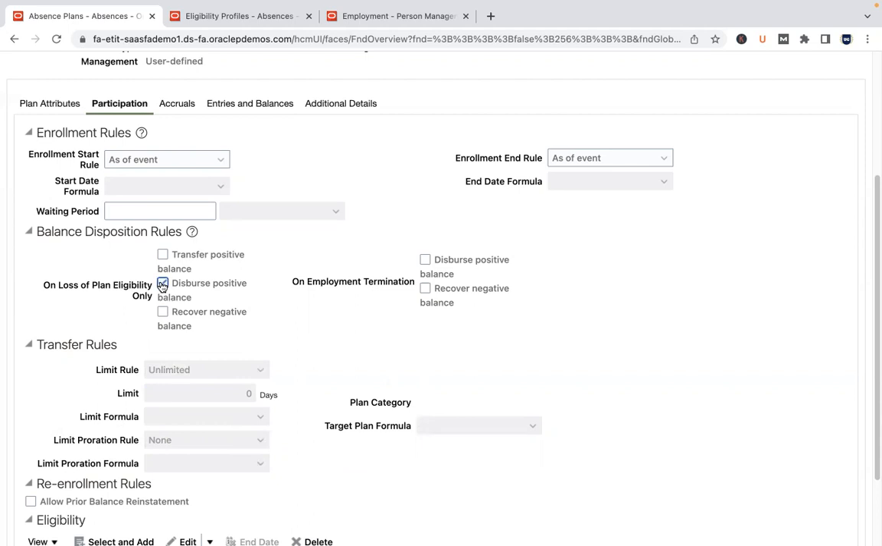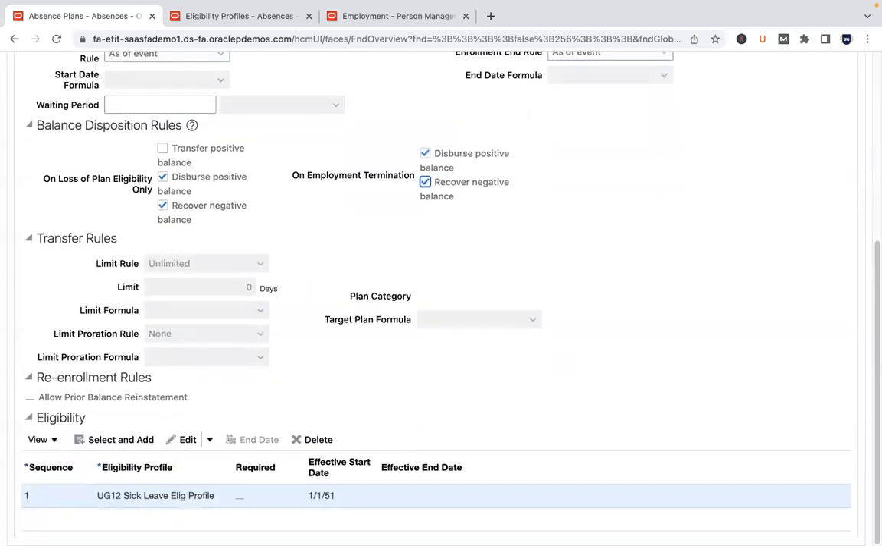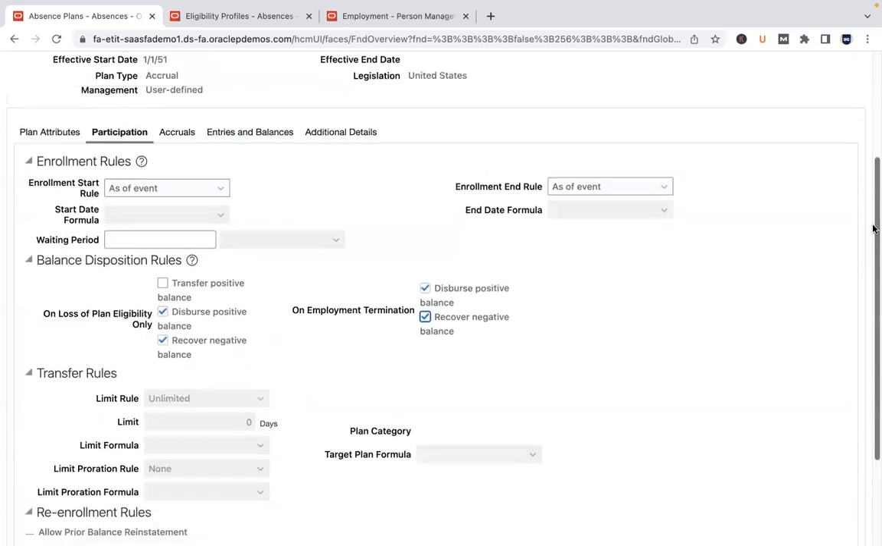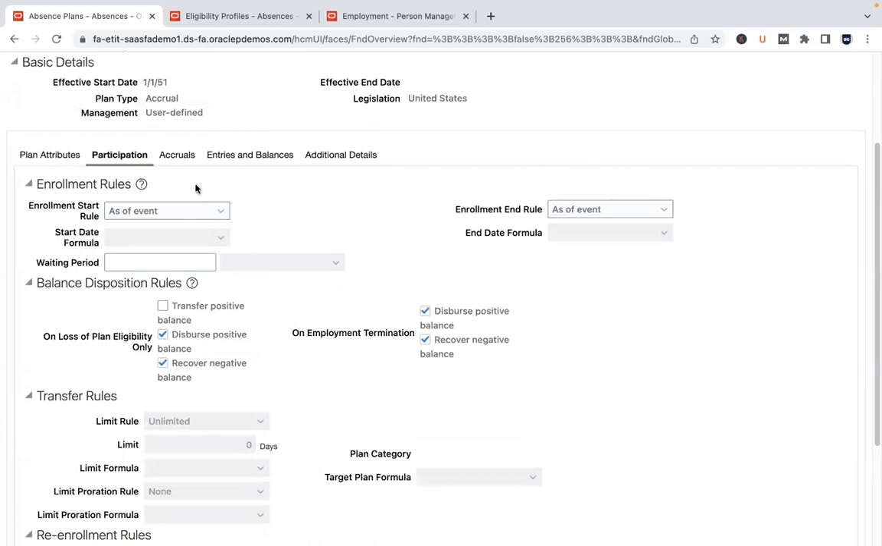So you can say don't transfer the balance, but disperse and recover the balance. Disperse positive balance, recover negative balance on employee termination and loss of eligibility. And we attach the eligibility profile here. You know how this re-enrollment comes in, right? In case you're not flushing out the balance, or not disposing of the balance, that means you still maintain those balances and you reinstate them if the employee becomes eligible again, or when the employee is rehired. Now you go to the accruals tab.